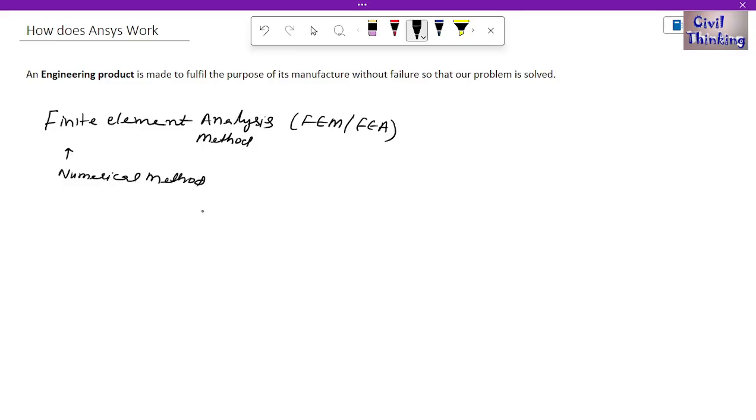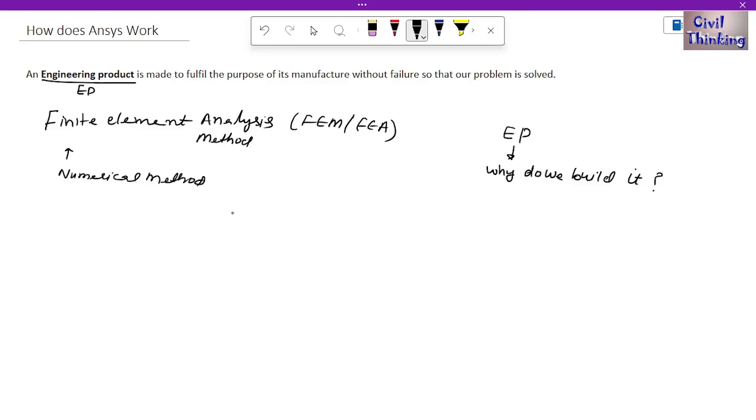Now before we go deep into this, let us explain this. An engineering product is made to fulfill the purpose of its manufacture without failure so that our problem is solved. Now in the previous class we talked about the engineering product, or I will write it as EP. Now we have this engineering product. Now the question is, why do we build or construct it?